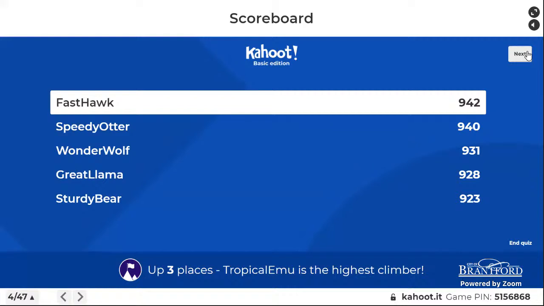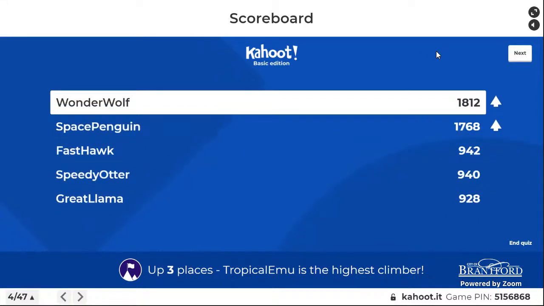So let's check out the leaderboard again. Oh, so we got some changes. Looks like Wonder Wolf knew the answer to that one, pulled into first place with 1820 points. Space Penguin is not far behind with 1768. So Fast Hawk right now is still on the podium with 942 points. And it looks like up three places, Tropical Emu is the highest climber.